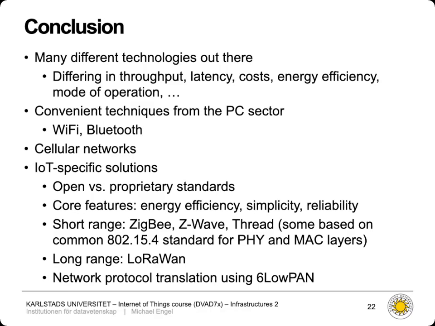And we've also seen that this interoperability, which is really relevant for the Internet of Things, so being able to communicate over IP-based protocols, is done using network protocol translation. And the common standard for this is the 6LoWPAN standard we've discussed.